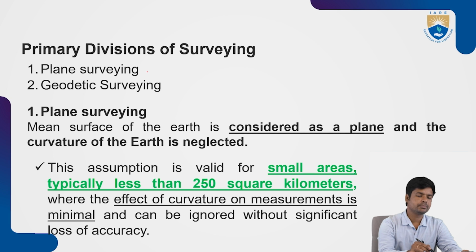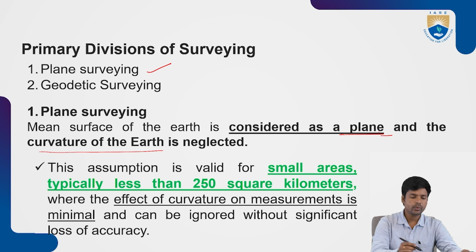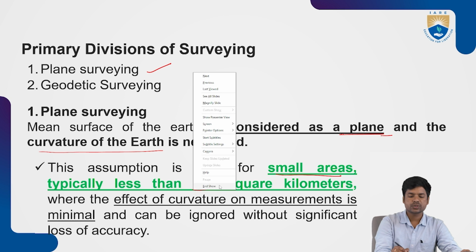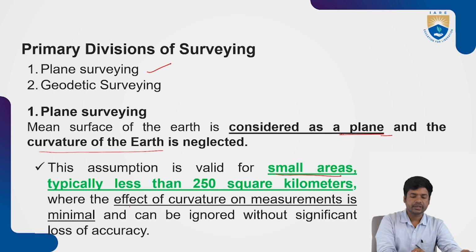So the first one is plane surveying. Plane surveying means the surface of the earth is considered as plane and the curvature of the earth is neglected. As we have discussed, here we are going to consider the surface of the earth as a plane surface, and this assumption is valid for small areas. The area will be less than 250 square kilometers. Whenever the area is less than 250 square kilometers, then we are going to do the plane survey, where the effect of curvature on measurements is minimal and can be ignored without significant loss of accuracy.